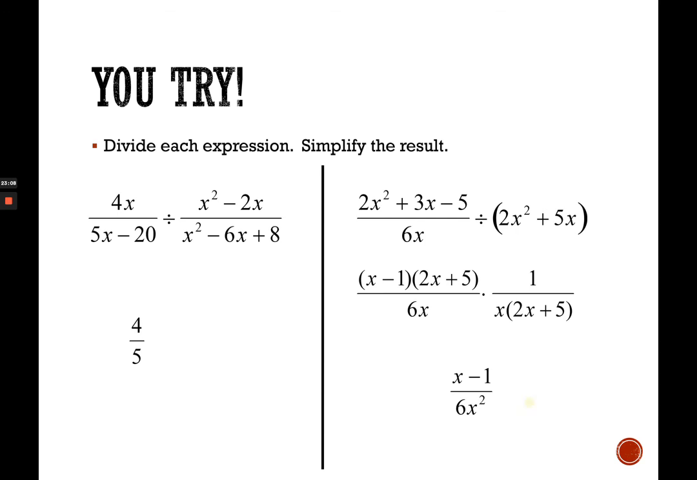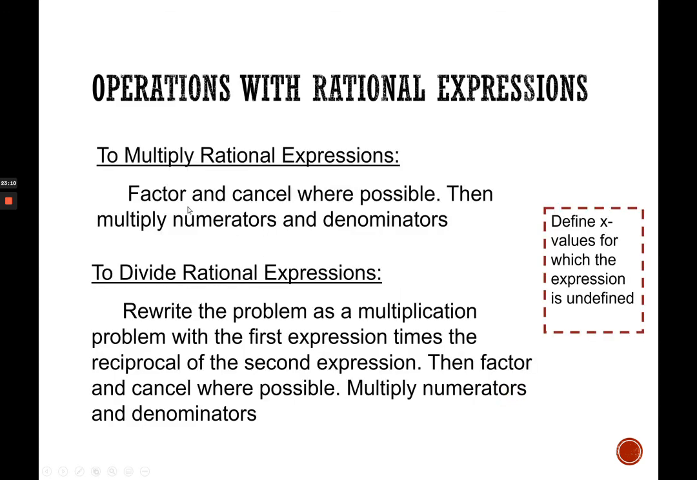Okay? Remember, to multiply rational expression, factor and cancel where possible, then multiply numerators and denominators. When you divide, rewrite the problem as a multiplication problem with the first expression times the reciprocal of the second expression. Then, factor and cancel where possible, multiply numerators and denominators.